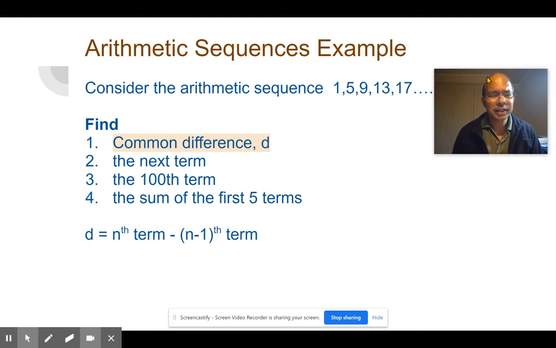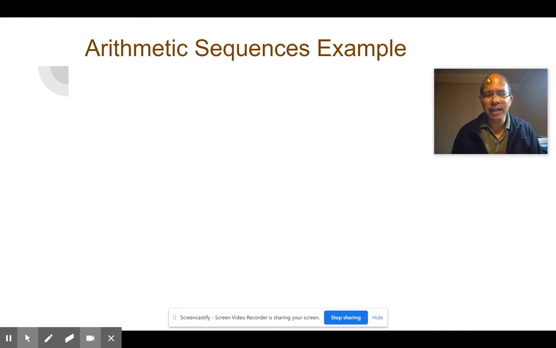Use the formula, the nth term minus the n minus 1th term. Choosing the second and the first terms, you get the common difference as 5 minus 1, which is 4. You could alternatively do the third term minus the second term, 9 minus 5 equals 4, and so on.